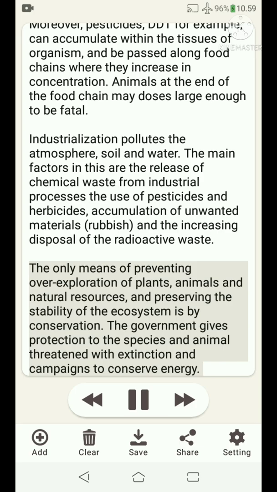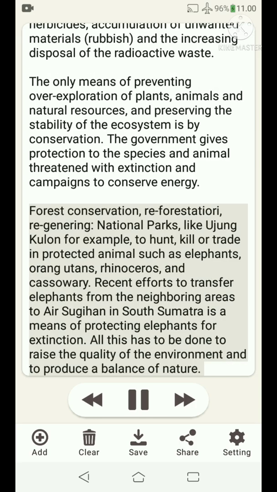The only means of preventing over-exploitation of plants, animals and natural resources, and preserving the stability of the ecosystem is by conservation. The government gives protection to species and animals threatened with extinction and campaigns to conserve energy. Forest conservation, reforestation, regeneration, national parks, like Ujung Kulon for example. It is illegal to hunt, kill or trade in protected animals such as elephants, orang-utans, rhinoceros, and cassowary.